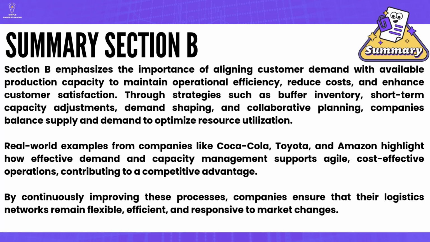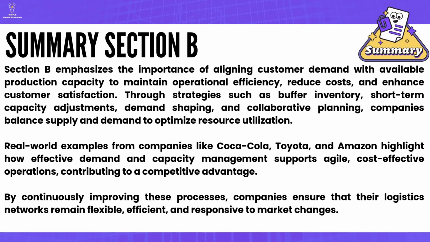Summary of Section B: demand management and capacity planning. Section B emphasizes the importance of aligning customer demand with available production capacity to maintain operational efficiency, reduce costs, and enhance customer satisfaction. Through strategies such as buffer inventory, short-term capacity adjustments, demand shaping, and collaborative planning, companies balance supply and demand to optimize resource utilization.